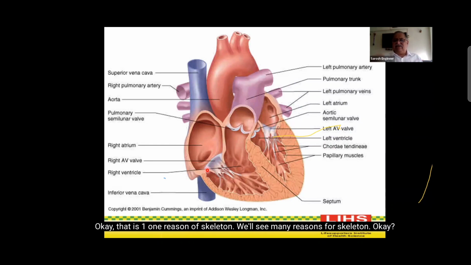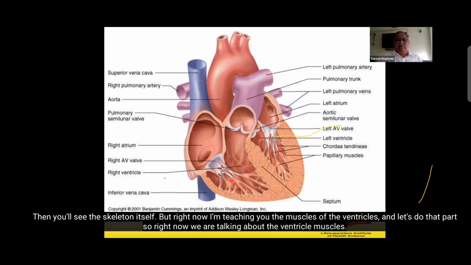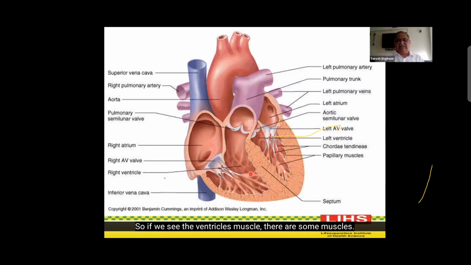Okay, that is one reason of skeleton. We'll see many reasons for skeleton. And then we'll see the skeleton itself. But right now I'm teaching you the muscles of the ventricles and let's do that part. So right now we are talking about the ventricle muscles. If we see the ventricle muscles, there are some muscles which are looking like a pillar, right? Which are looking like a pillar.